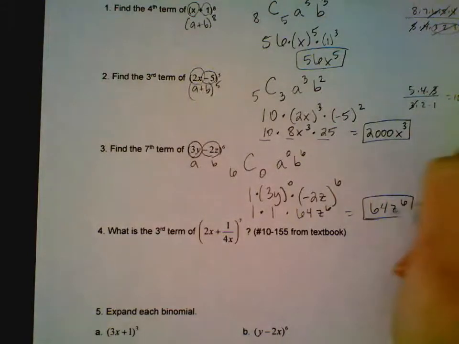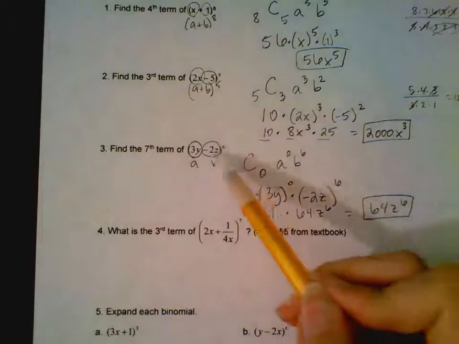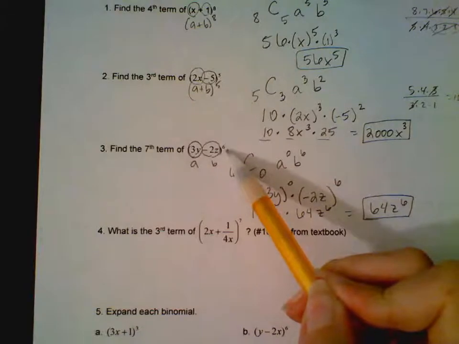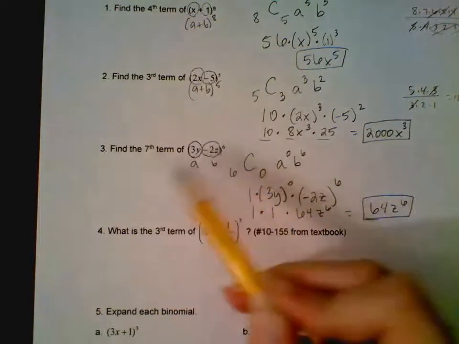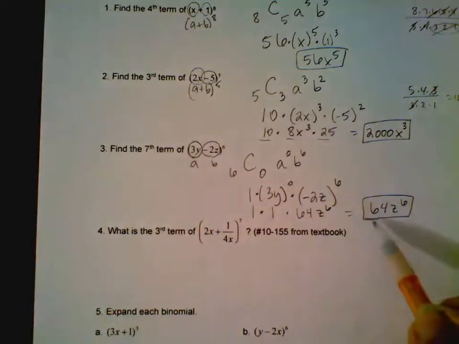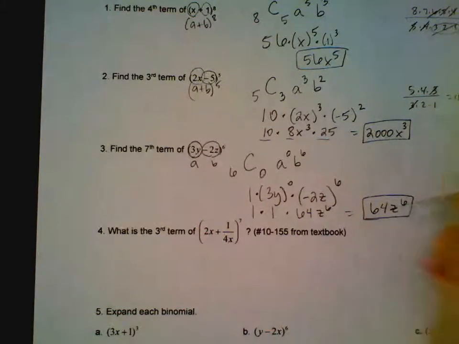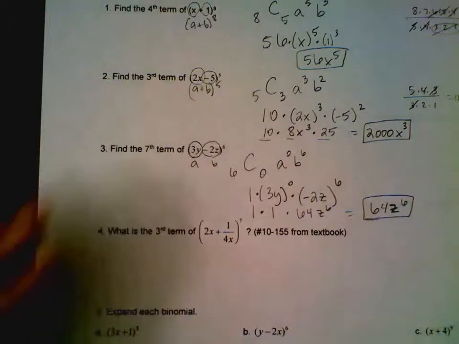Right. And if you think about it, if this is an exponent of 6, that means there are actually 7 terms. If we're looking for the 7th term, this is actually the last one. This is a z, hopefully you can tell, instead of it being like a 2. All right. Moving on to question 4.